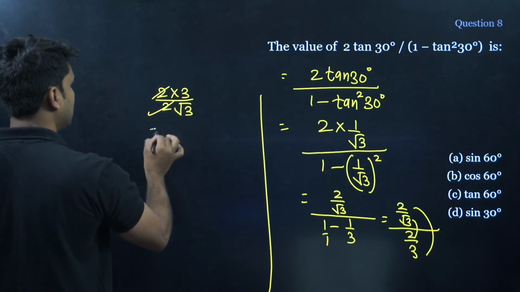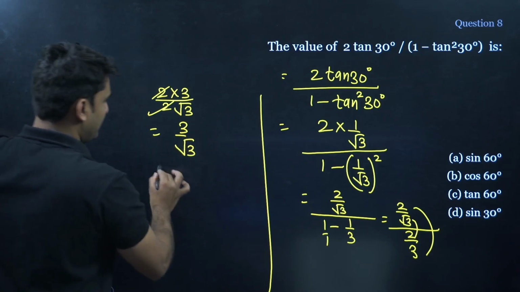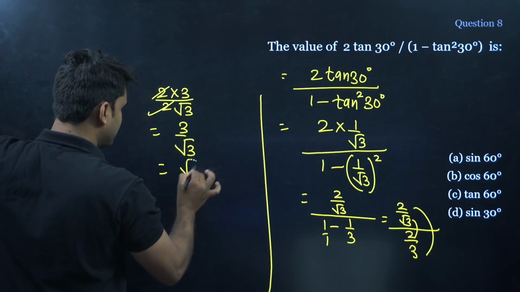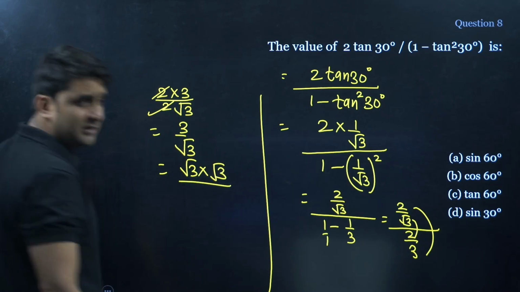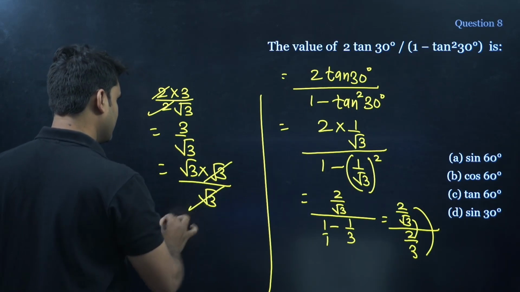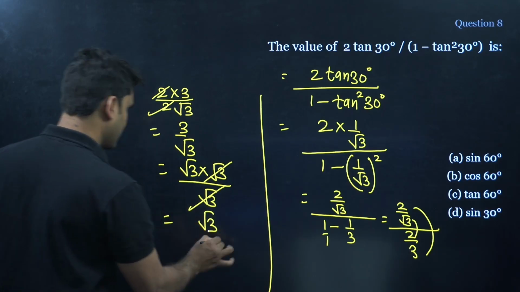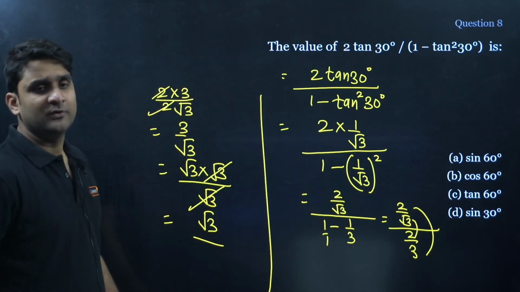So 2 cancel. Now look at this, guys. This 3 can be written as root 3 into root 3, the numerator one can be written as root 3 into root 3, and at denominator we have already one more root 3. So root 3 cancel, so we have root 3. Now we have 4 options. Check which option is valid.